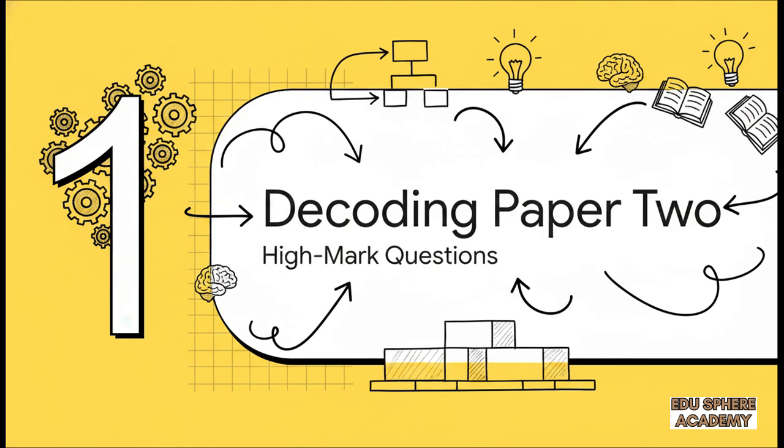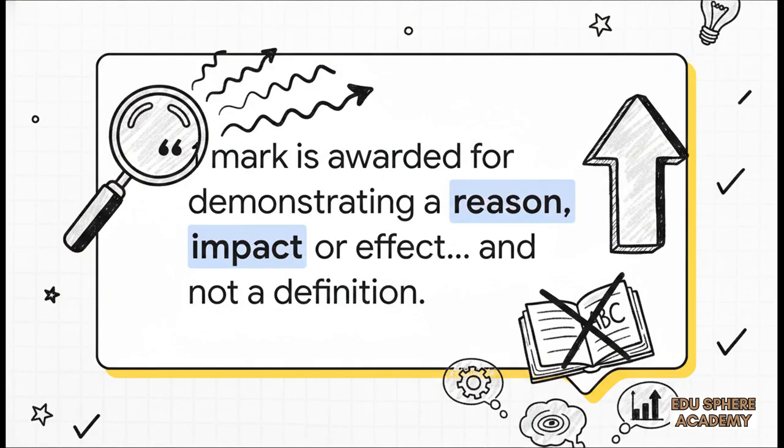Section 1. Decoding Economics Paper 2, Mastering High-Mark Questions. Now, before we even touch specific economic theories, we've got to understand how examiners actually hand out marks. Seriously, listen to this direct advice straight from the 2023 examiners. It's a massive insider secret. You see, a lot of students think they can just bag points on 3-mark questions by regurgitating a textbook definition. But while definitions give fantastic context, the actual points come from demonstrating clear reasons, impacts, or effects.